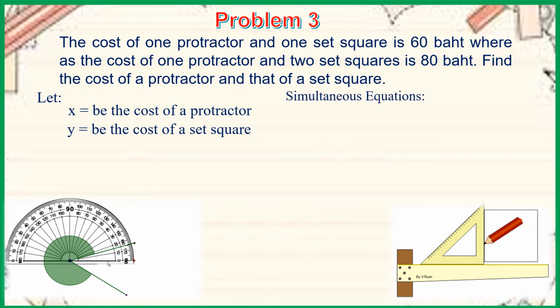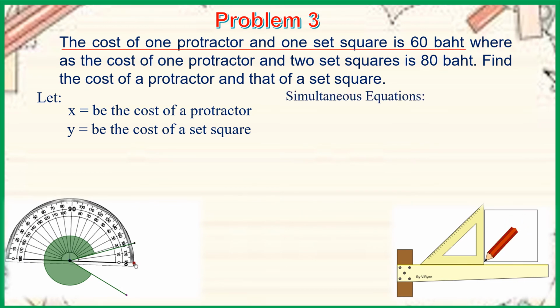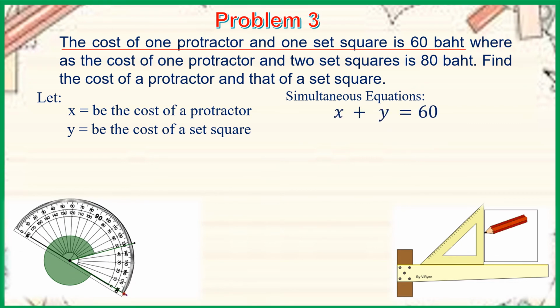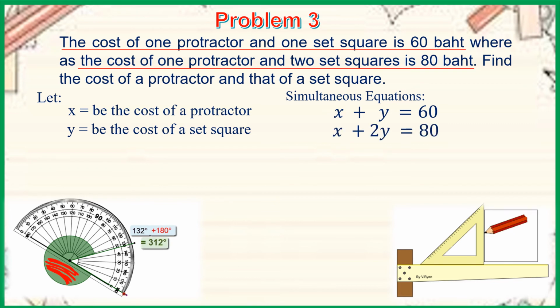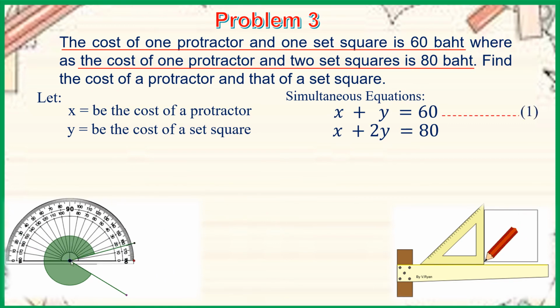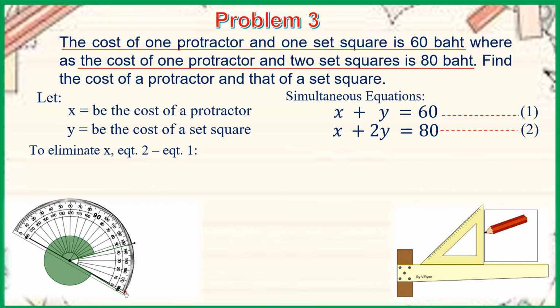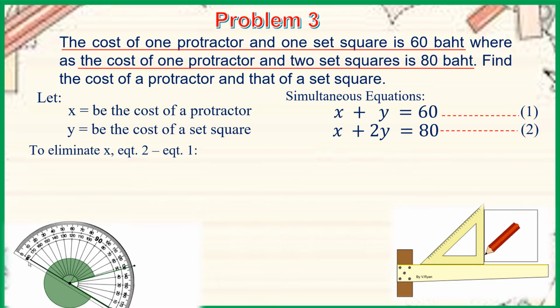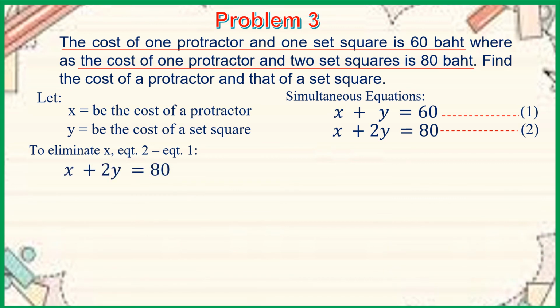Now let us have our simultaneous equations. It says there the cost of one protractor and one set square is 60 baht. So we have x plus y is equal to 60. And the cost of one protractor and two set squares is 80 baht. So we have x plus 2y is equal to 80. Now we are going to have this equation 1 and equation 2. First, we are going to eliminate x by subtracting equation 1 from equation 2. So we have x plus 2y is equal to 80 minus x plus y is equal to 60.